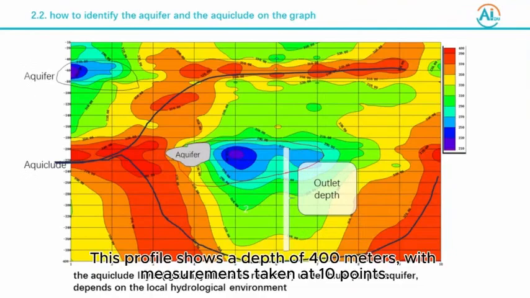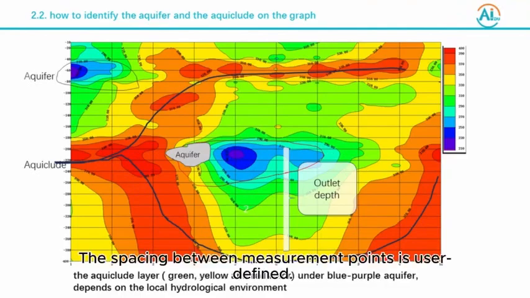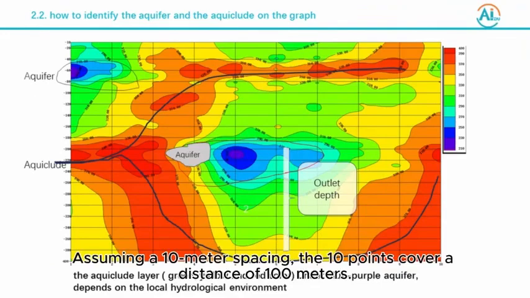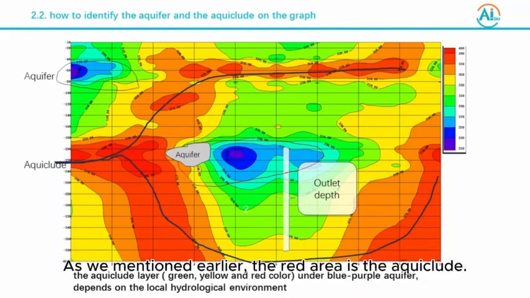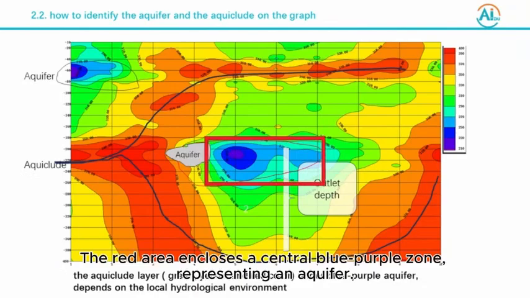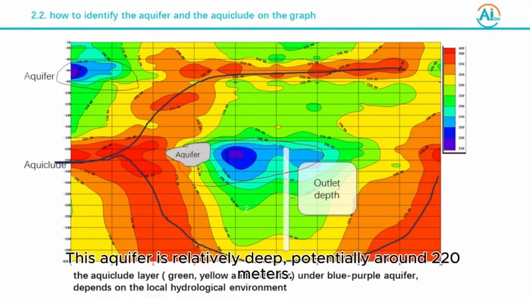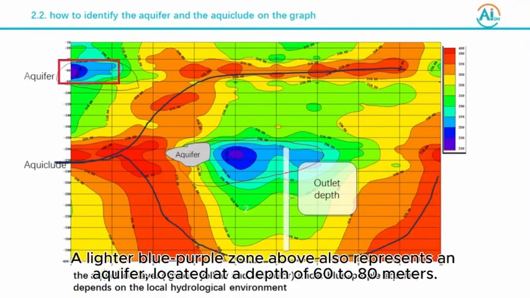This profile shows a depth of 400 meters, with measurements taken at 10 points. The spacing between measurement points is user-defined. Assuming a 10-meter spacing, the 10 points cover a distance of 100 meters. As we mentioned earlier, the red area is the aquiclude. The red area encloses a central blue-purple zone representing an aquifer. This aquifer is relatively deep, potentially around 120 meters. A lighter blue-purple zone above also represents an aquifer located at a depth of 60 to 80 meters.